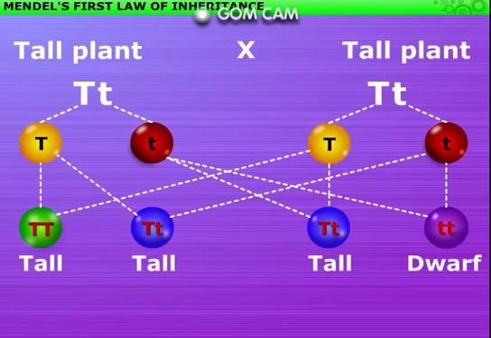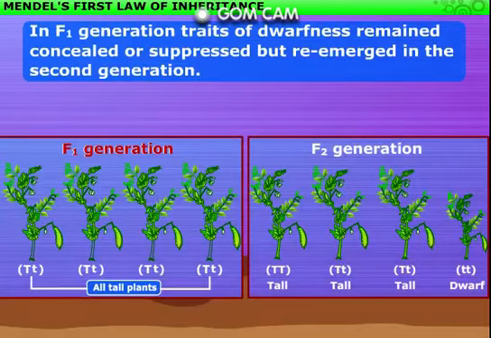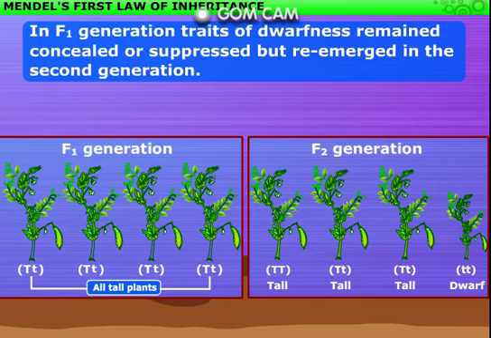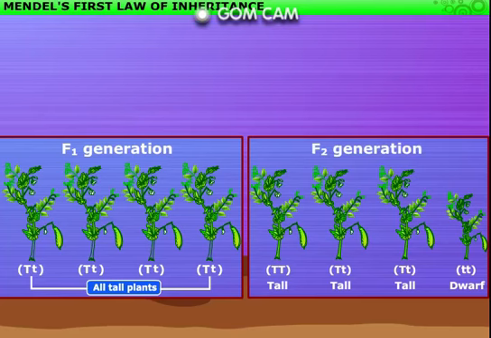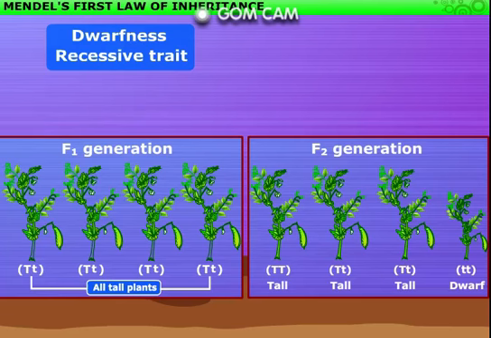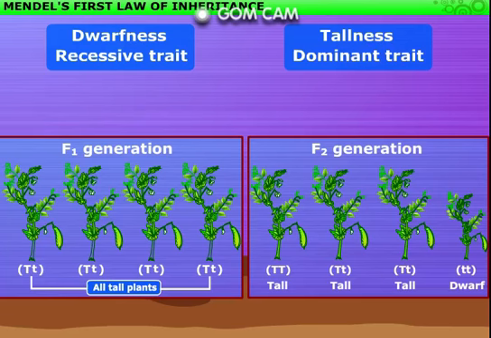Hence, he observed that in F1 generation, traits of dwarfness remained concealed or suppressed, but re-emerged in the second generation. These suppressed traits were called as recessive traits, whereas traits of tallness emerged as dominant traits.